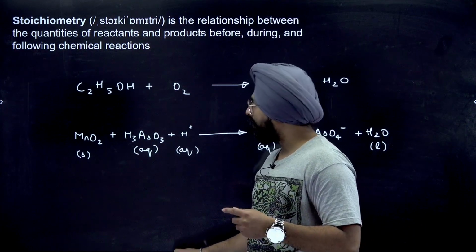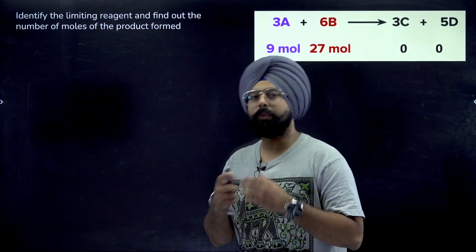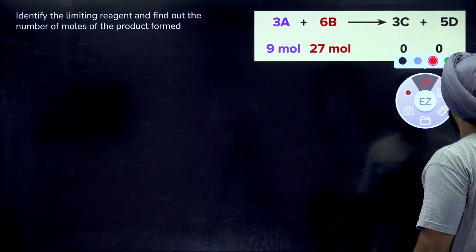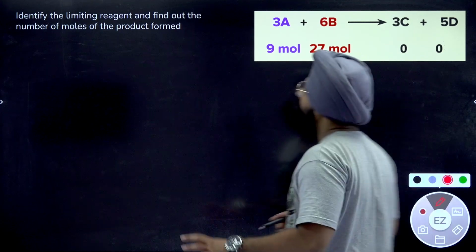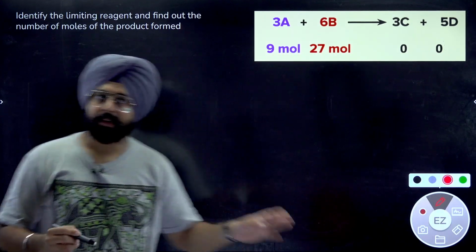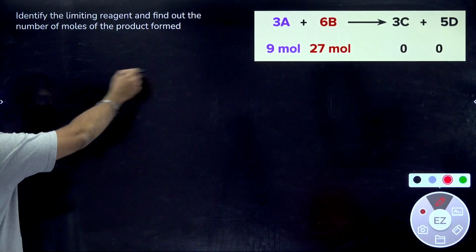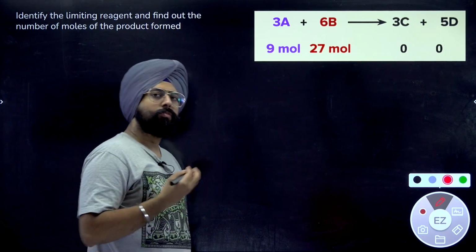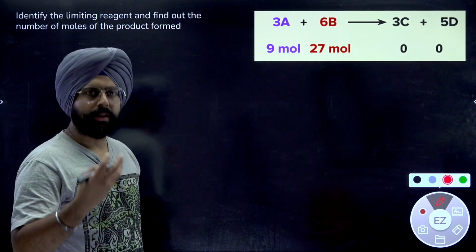Yo people, enjoyed that video. So I'm sure you understand basically how to approach the problems of stoichiometry, and with a few more that we are going to do in today's class, I guarantee you will be an expert at stoichiometry by the time this class is done. Okay, so what we have to do in this case is identify the limiting reagent and find out the number of moles of the product that will be formed.